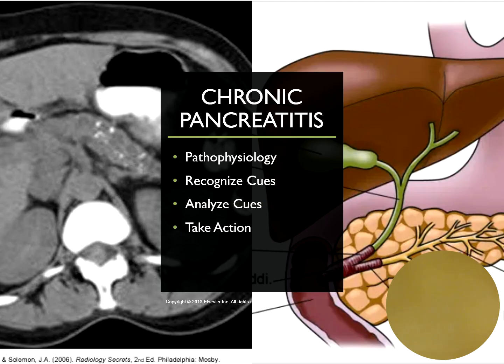So we may have a normal amylase and lipase, normal bilirubin, alkaline phosphatase, and glucose, or those may be slightly elevated. We can do imaging, which would include a CT scan, an MRI with contrast, an abdominal or endoscopic ultrasound, or an ERCP. So how do we treat chronic pancreatitis?